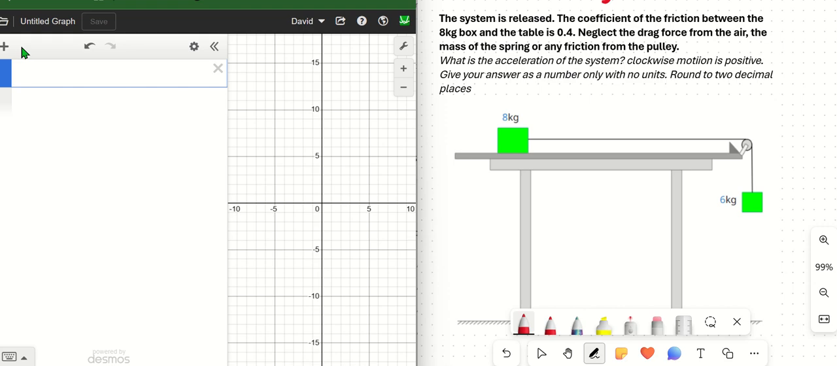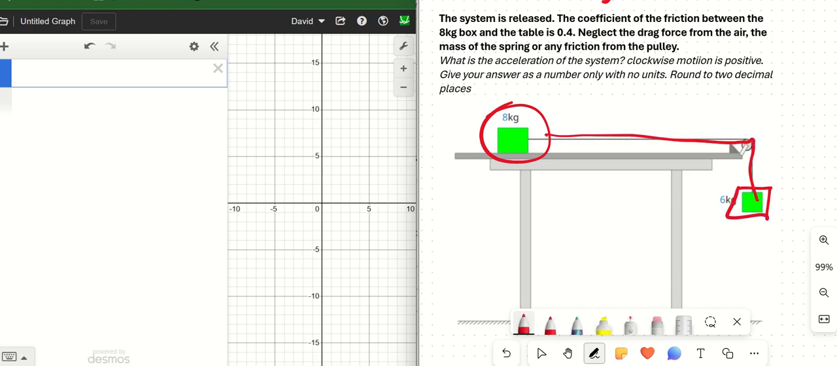So in this case, we have an entire system. I could see that mass 1 is connected with a string to mass 2. So if one of these is accelerating, then the other one will also have to accelerate. What I want to do is make a free body diagram for each one of these. On this box, it tells me that there is friction. The coefficient of friction between the box and the table is 0.4.